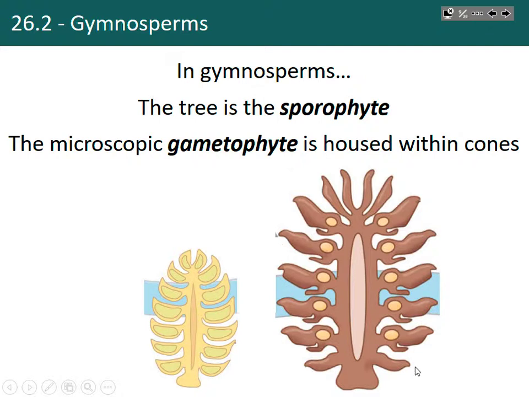So in gymnosperms, again, the thing that you see, the ginkgo tree, the welwitschia, the spruce, the hemlock, the thing you're seeing is the sporophyte, and the gametophyte is microscopic and housed within the cones.